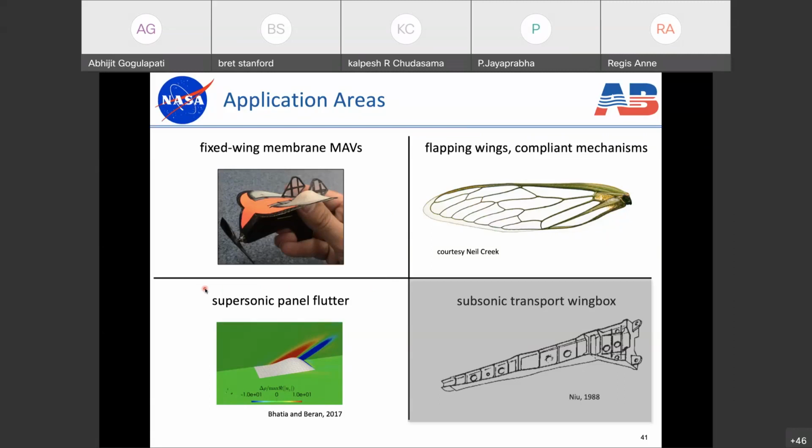For subsonic flows, when the Mach number is less than 1, panel flutter disappears. It's not possible anymore. But the wings themselves are a much higher aspect ratio, and they're very flexible. And so we can have very interesting aeroelastic interactions at the wing level that we never see for supersonic flows. So this is why we care about what we care about: supersonic panels, but subsonic wings.